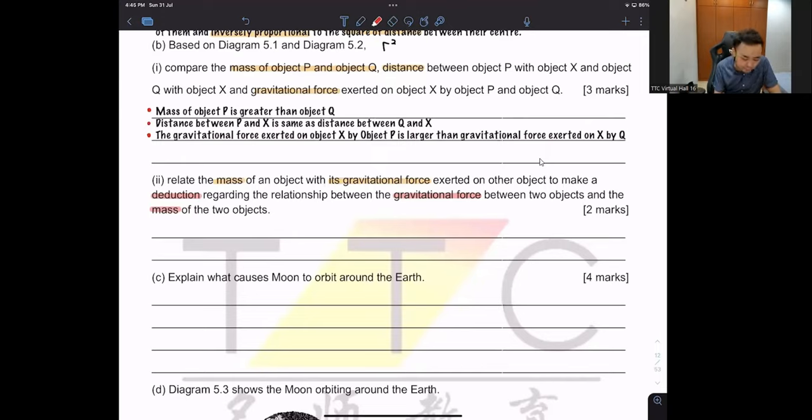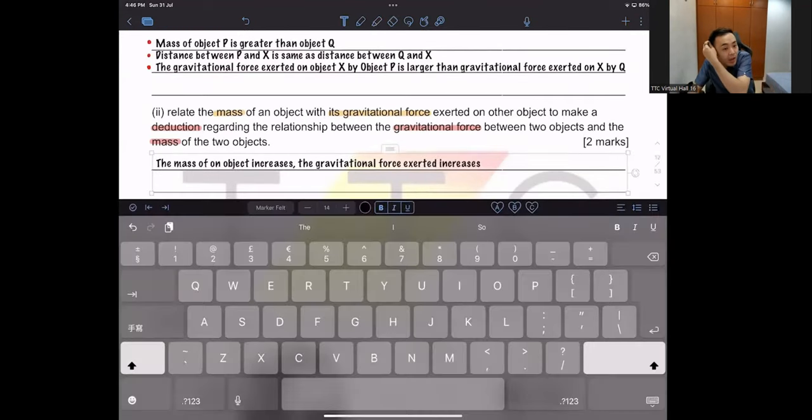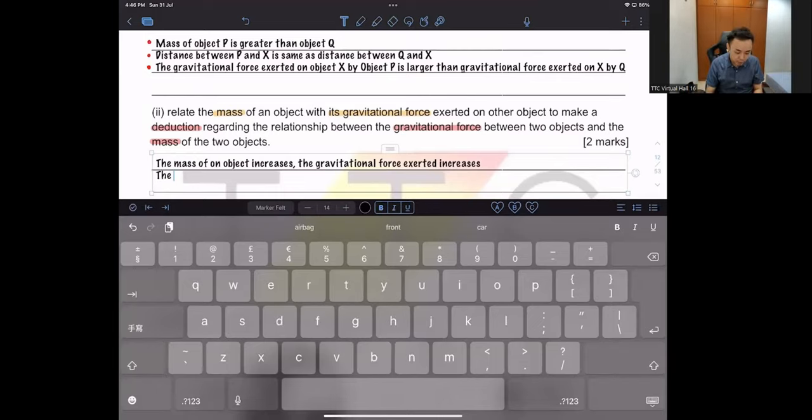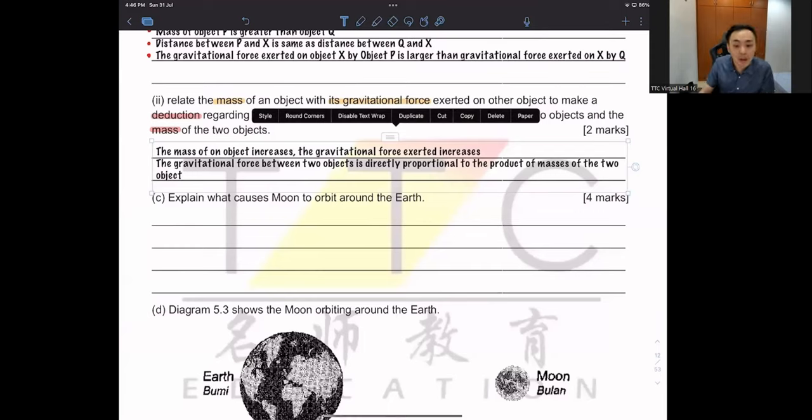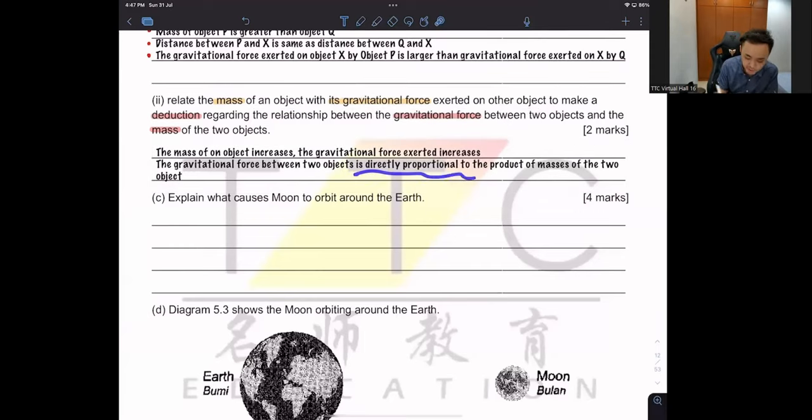Okay. Now, what about making deductions? A deduction is more like a conclusion. Now you can say directly proportional or inversely proportional. So for the next point, make a deduction regarding the relation between the gravitational force between two objects and the mass of the two objects. This is when you say the gravitational force between two objects is directly proportional to the product of the masses of the two objects. So when we say deduction, it will be more like a conclusion, and then yes, you can write the directly proportional thing. If you write greater mass, I already said greater increase, the same one actually also can.